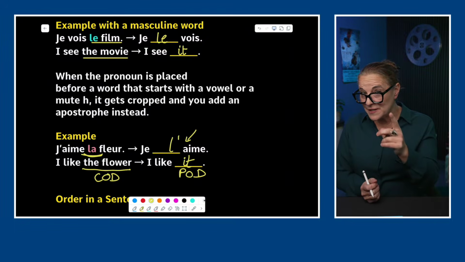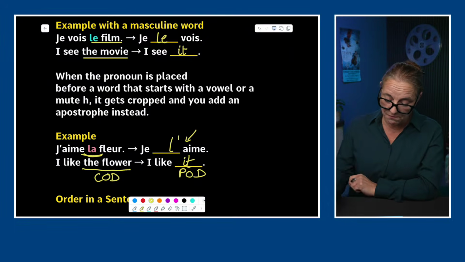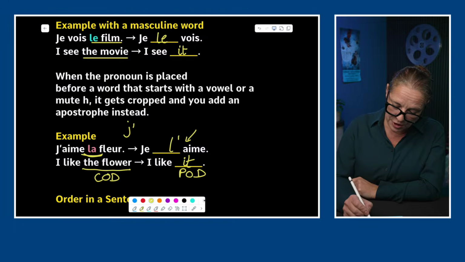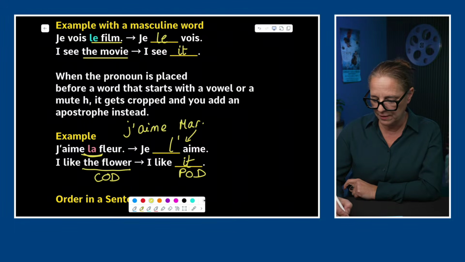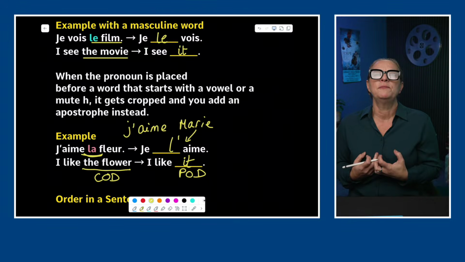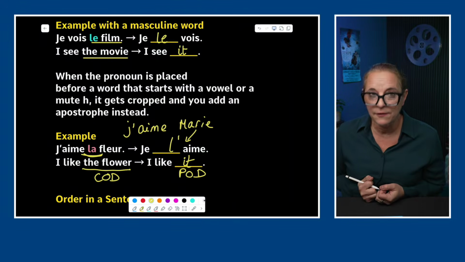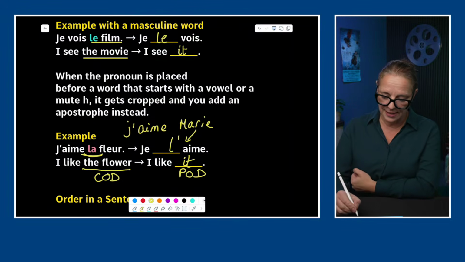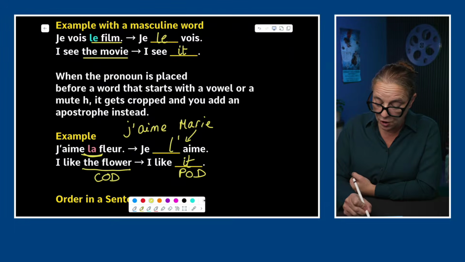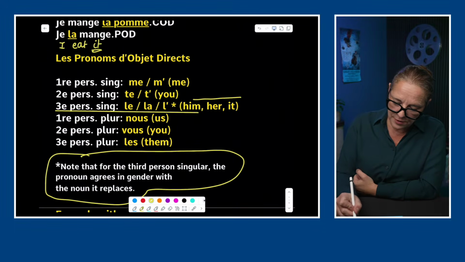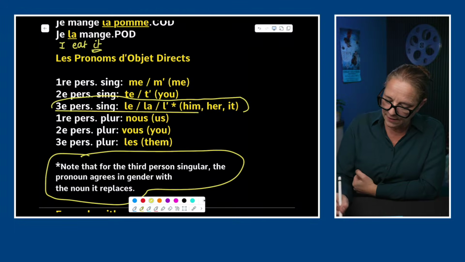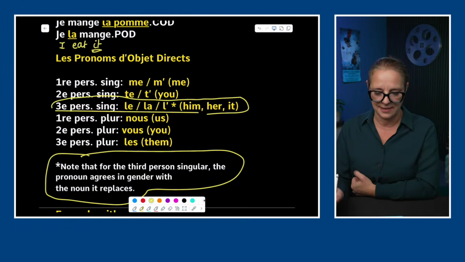It can be of someone. For example, you could say, j'aime Marie, okay? Marie, I love Mary. And you want to say, I love her, okay? In that case, it's going to be, je l'aime as well. So let's have a look, because the third person is either him, her, or it. Le, la, and l' apostrophe.